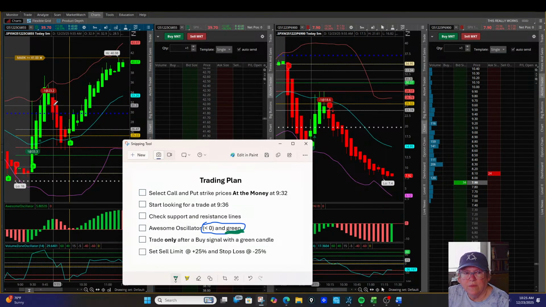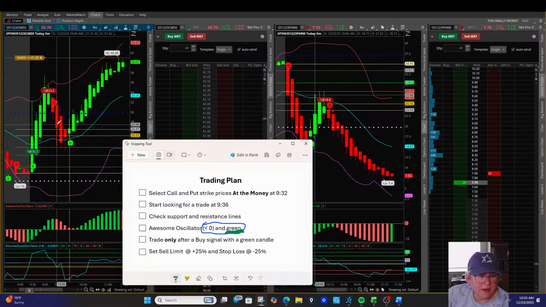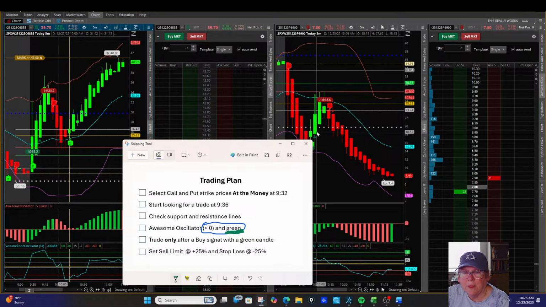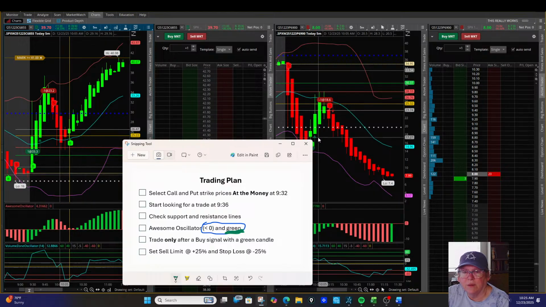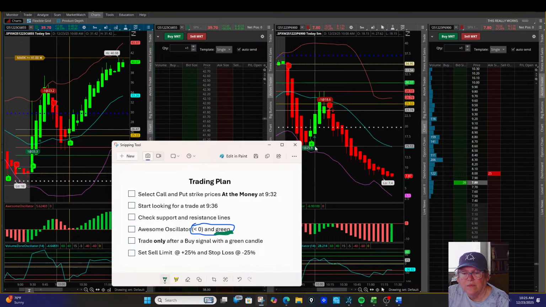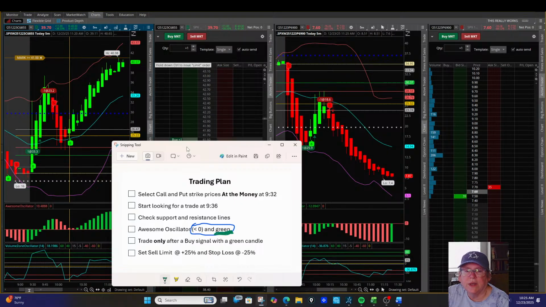Okay, it triggered my stop right here at about 10 o'clock. So I went over, and at 10 o'clock, bought puts. Got stopped out when the buy signal happened. Right after that, 10 o'clock, and I was out by 10:20.